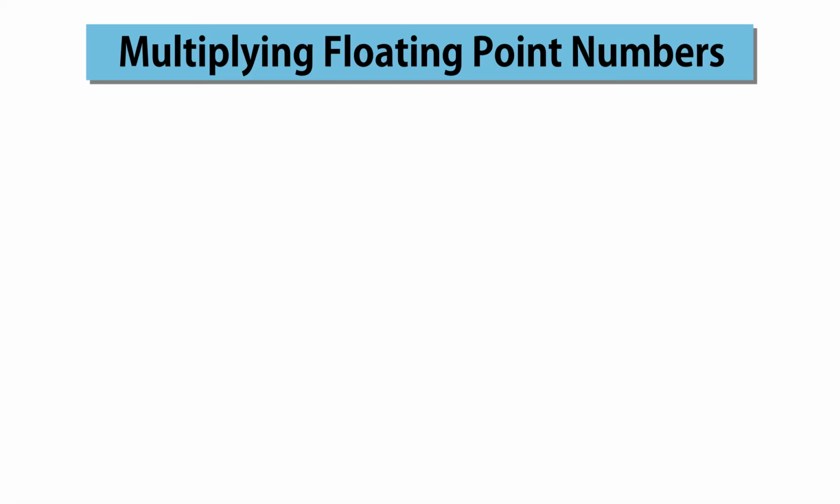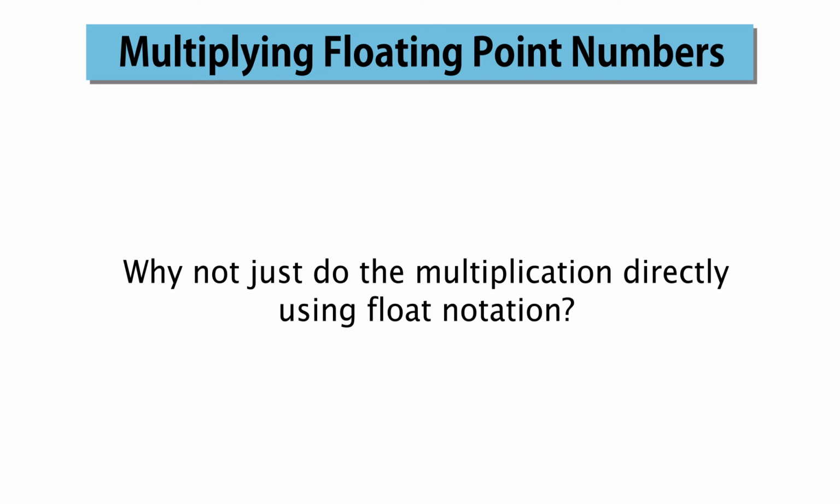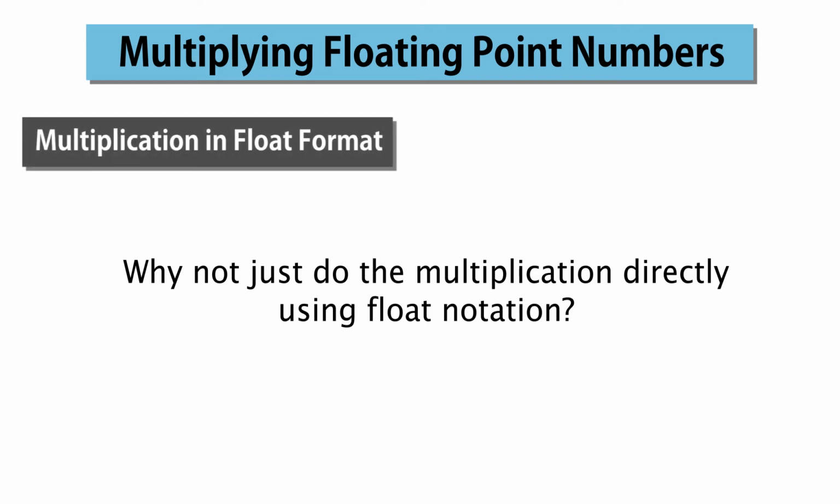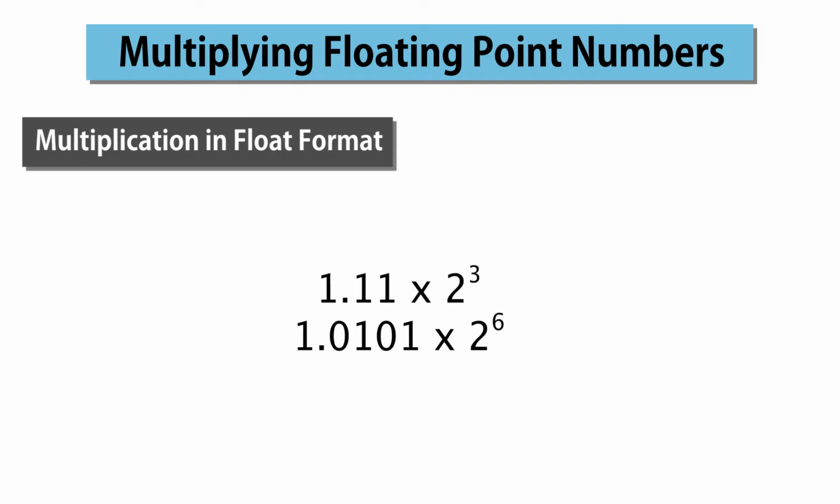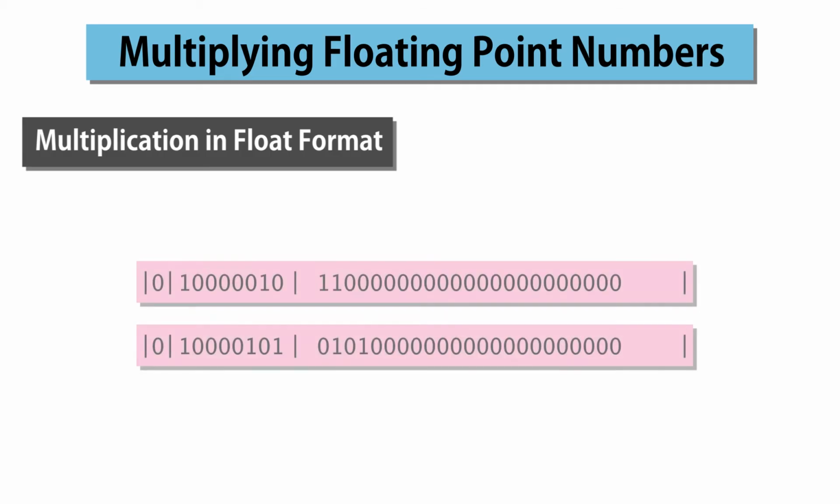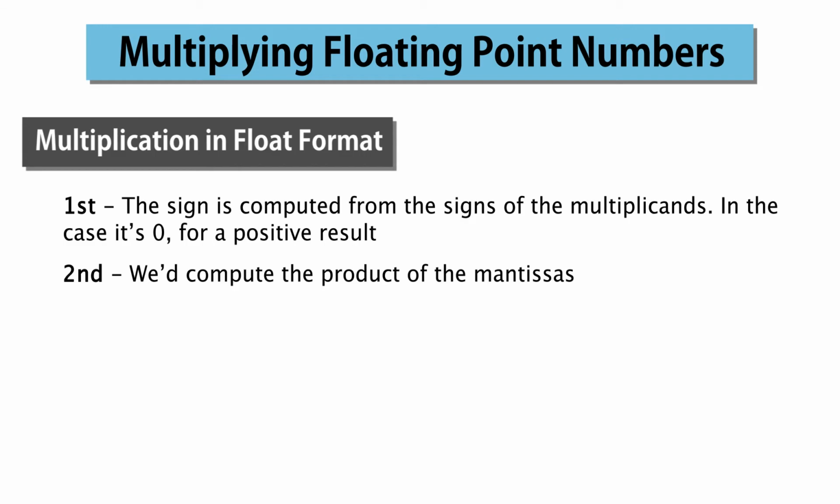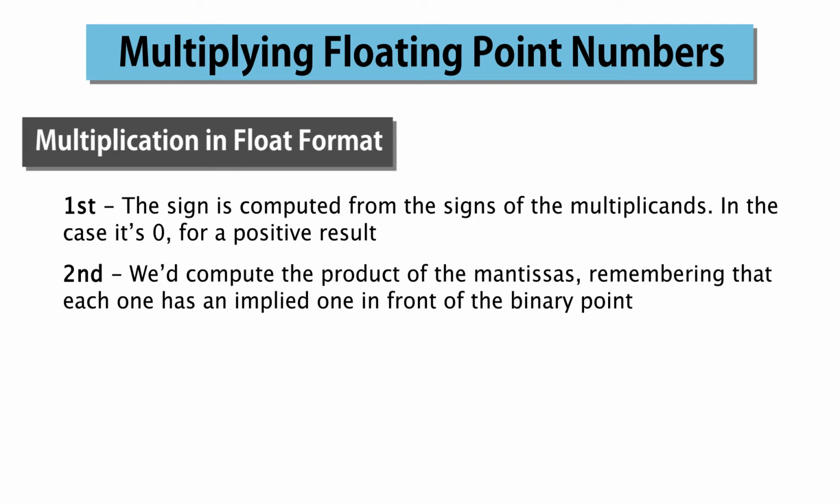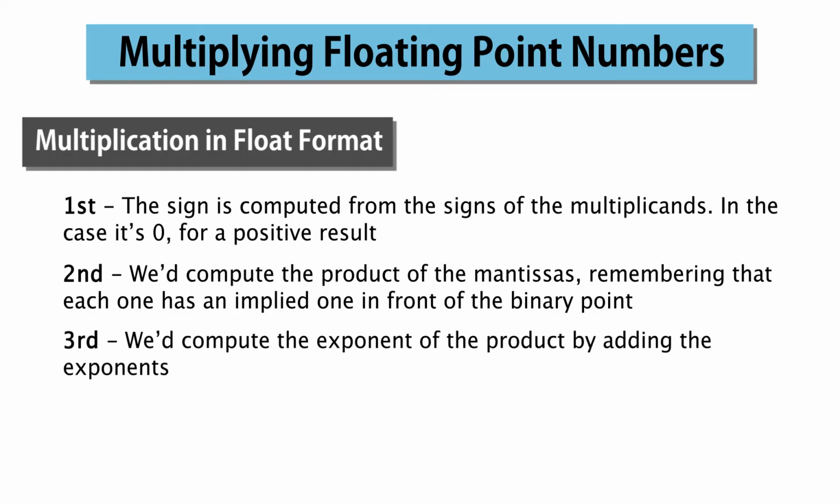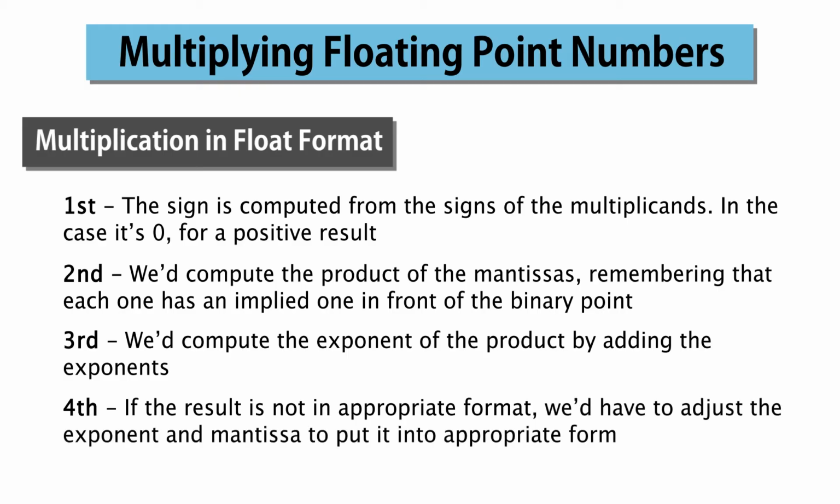So far, we've explained multiplication of floating point numbers by doing the multiplication in the equivalent scientific notation. An obvious question is, why not just do the multiplication directly using the float notation? That's certainly what the computer does. Let's think about how that would work. Let's look at our two binary multiplicands again. In float notation, these are as shown here. To multiply these together, we'd perform the following steps. First, the sign is computed from the signs of the multiplicands. In this case, it's 0 for a positive result. Second, we'd compute the product of the mantissas, remembering that each one has an implied 1 in front of the binary point. Third, we'd compute the exponent of the product by adding the exponents. And finally, if the result is not in appropriate format, we'd have to adjust the exponent and mantissa to put it into appropriate form.